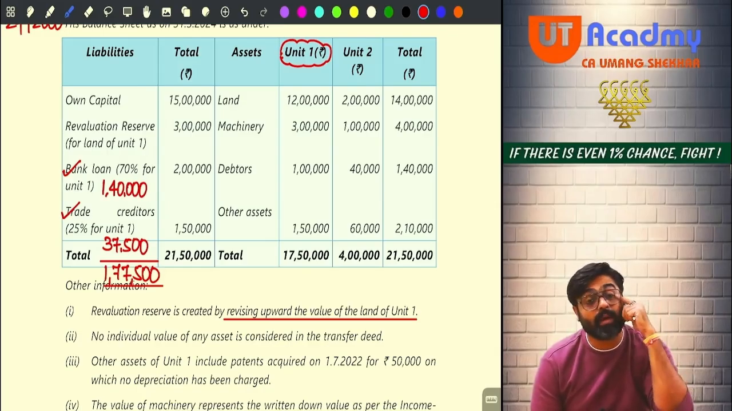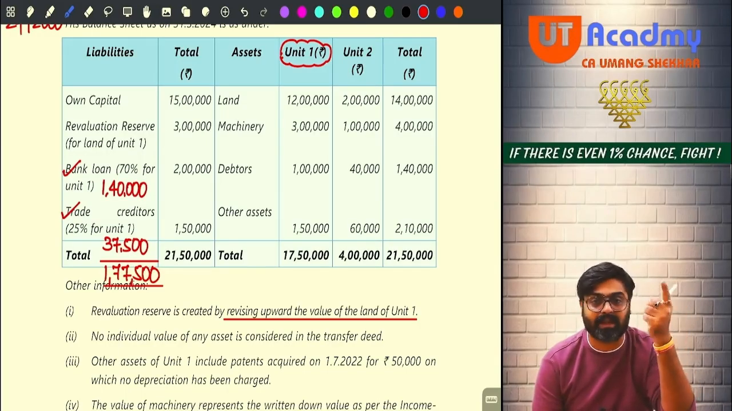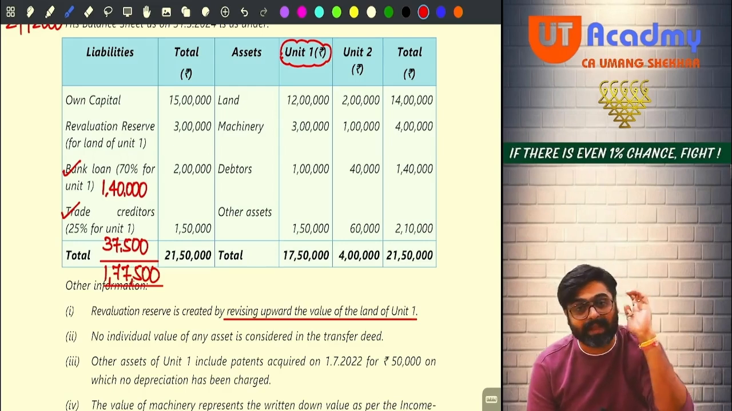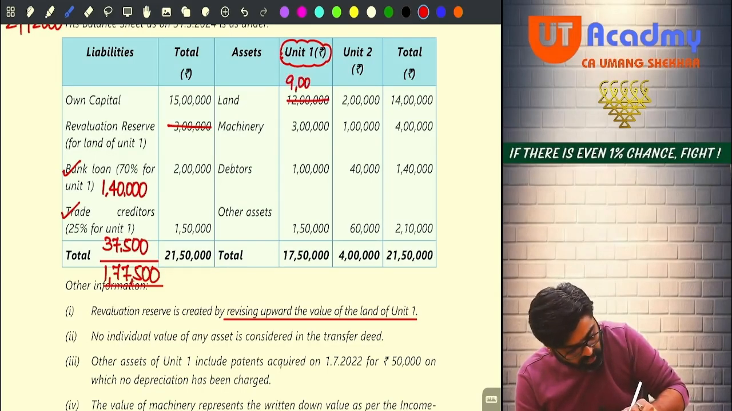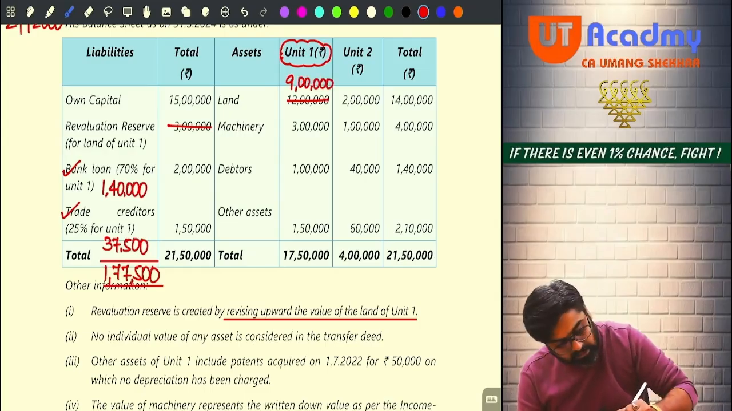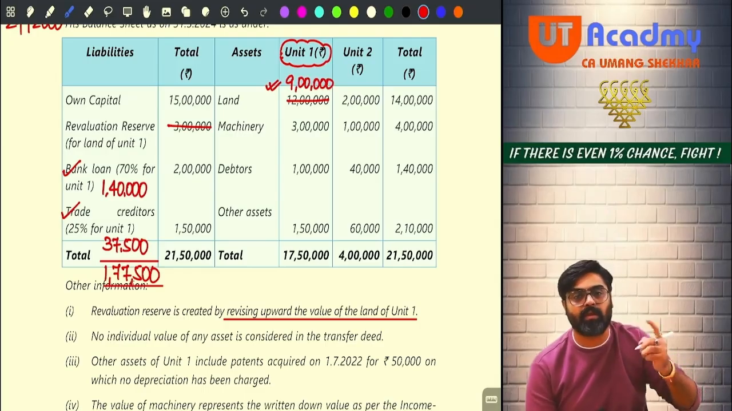Okay, no. So what I will be doing, I will be reducing this revaluation reserve amount out of the value of the land, because the actual value of the land is not 12 lakh, it is only 9 lakhs. So this revaluation reserve I will eliminate from my 12 lakhs. So 9 lakh will be the book value. The actual book value of the land is 9 lakh. This 9 lakh only I have to take as the value of land for the purpose of calculating my net worth.